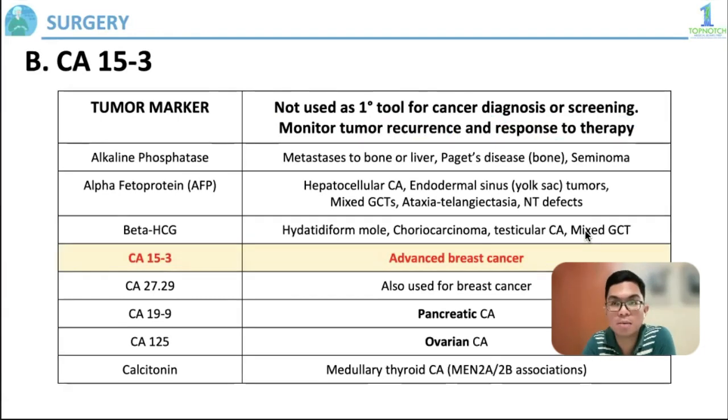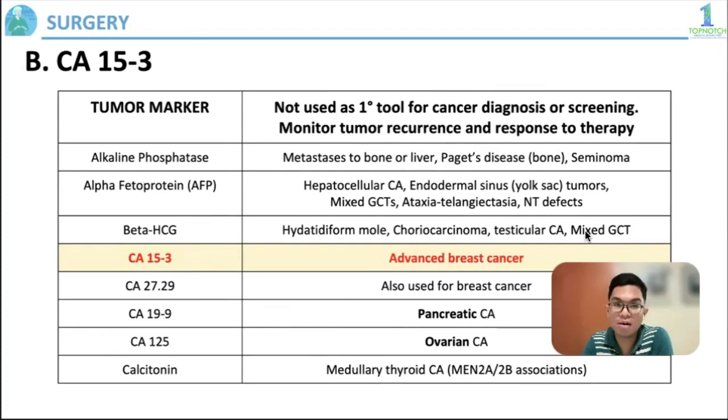So I've listed down here some important tumor markers with clinical significance. So for example here, ALP for bone or liver metastasis, AFP for hepatocellular carcinoma and your yolk sac tumors, beta HCG, yung mga gestational trophoblastic disease, like HMOLE and choriocarcinoma, which you'll hear more in your OB examination. So again, breast cancer may have used two, no? So CA15-3 and CA27-29. But CA15-3 has more evidence, especially in advanced breast cancer. So another thing I'd also like to emphasize, CA19-9 and CA125. So they're used for pancreatic and ovarian cancer, respectively.